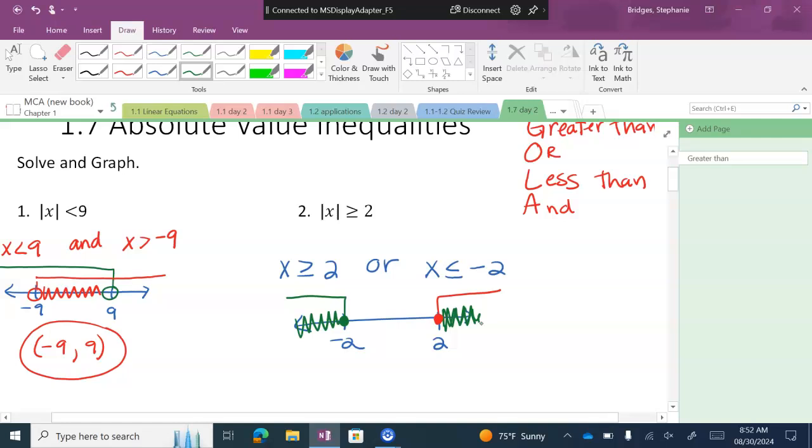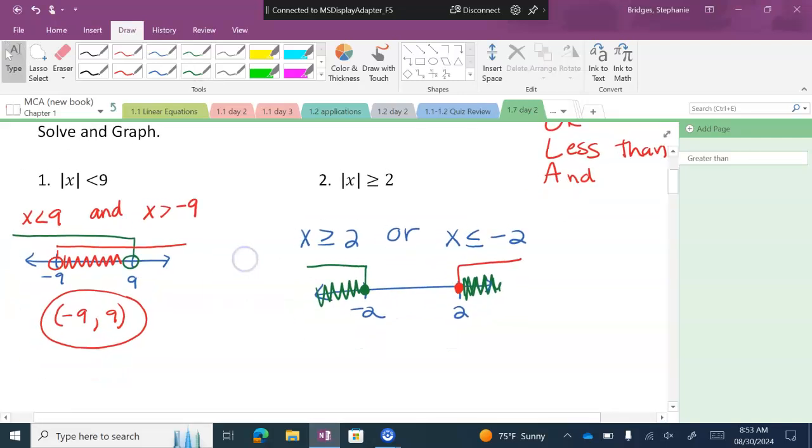We now need to write our interval. Where would I start? Negative infinity to negative 2, bracket. And then don't forget your little union, because we've got two separate interval areas. And then I pick back up with 2, and that's a bracket because it's closed all the way to infinity.